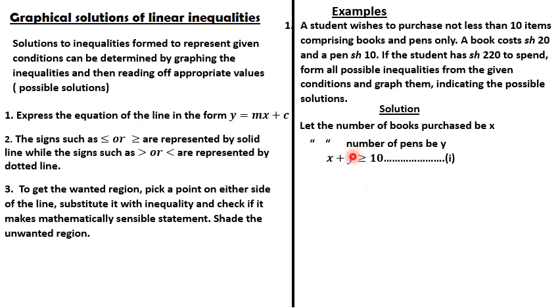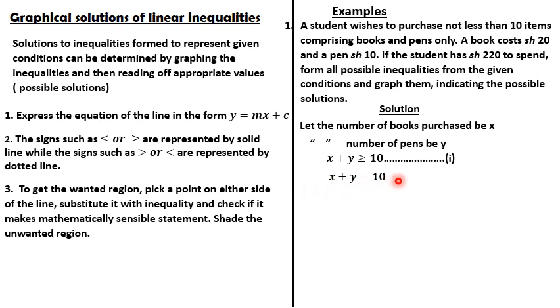Then we move from this inequality to an equation so that we can get arbitrary values for X, and then find the corresponding values of Y. So we can say let X plus Y is equal to 10. We substitute the inequality sign with an equal sign, and then we can draw this straight line. This inequality represents a region, and we cannot get a region unless we get the boundary, which is the equation of that straight line.